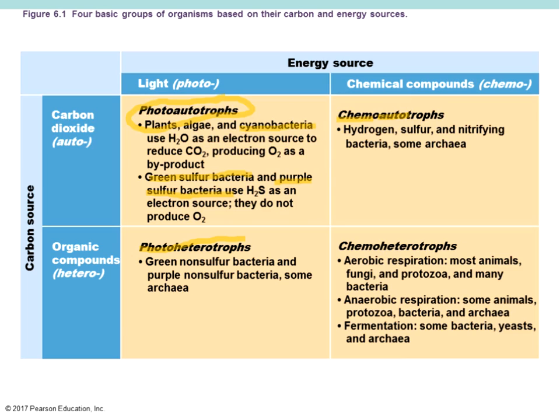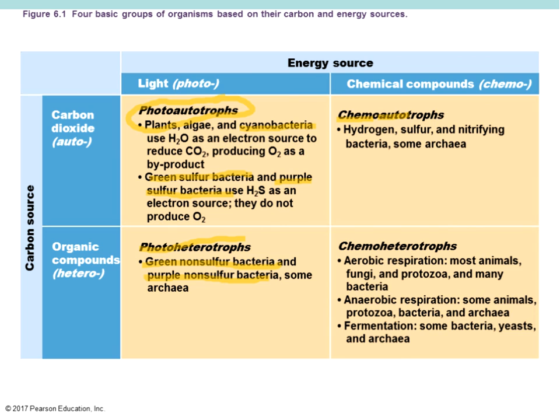Photoheterotrophs would be green non-sulfur bacteria and purple non-sulfur bacteria. So they have to get their carbon source from consuming other entities, but they use light energy in order to break those entities down in order to get the energy out of it. And then this is where we fit.